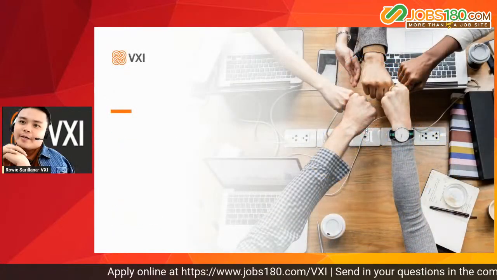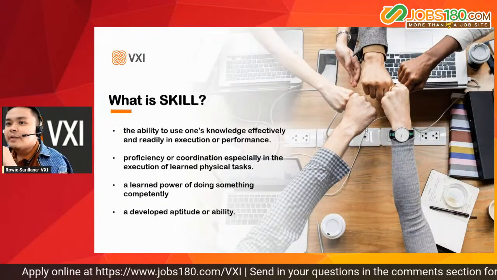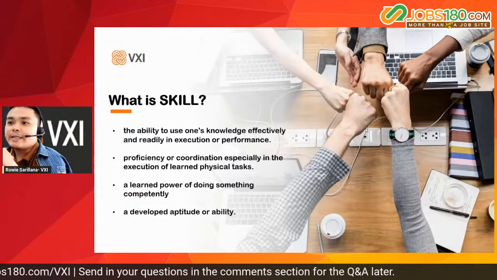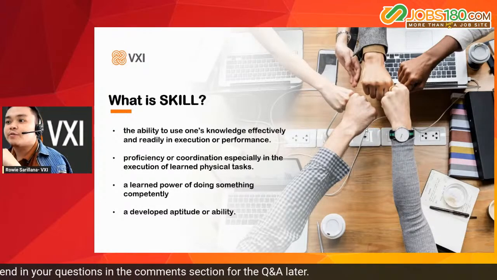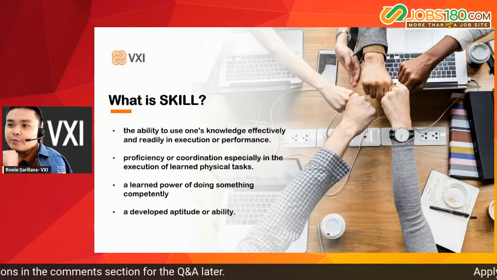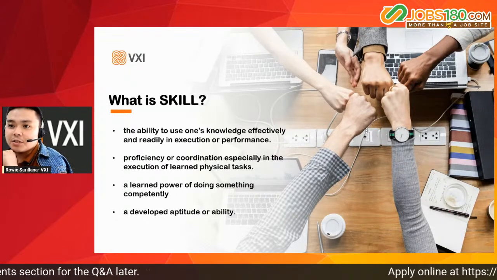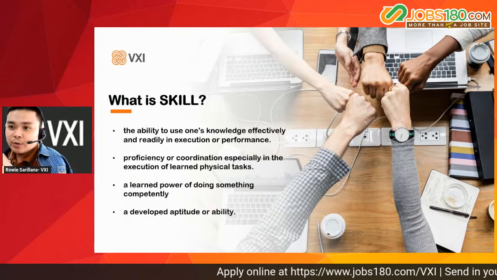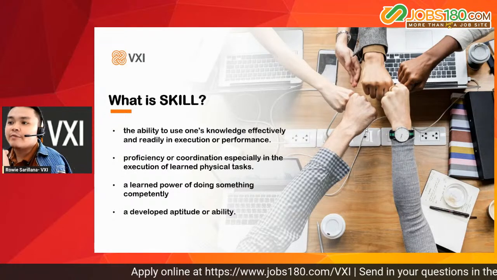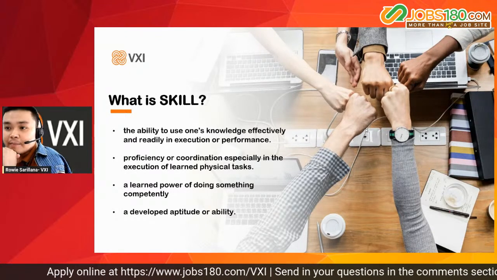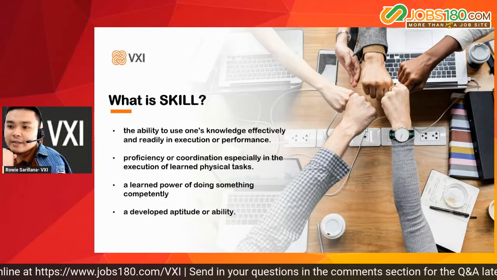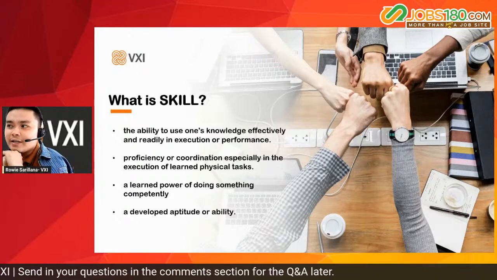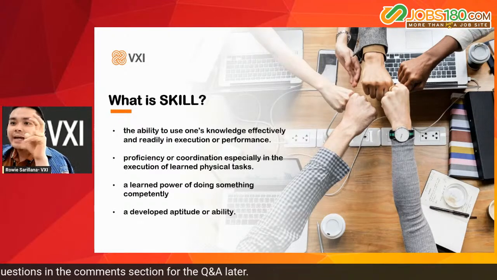Let's get started. Let's first define skill. Skill, guys, is the ability to use one's knowledge effectively and readily in execution or performance. Apart from that, proficiency or coordination, especially in the execution of learned physical tasks. It also has something to do with the learned power of doing something competently. And it's also a developed aptitude or ability. When we say aptitude, guys, you're good at it, you have a knack for something.